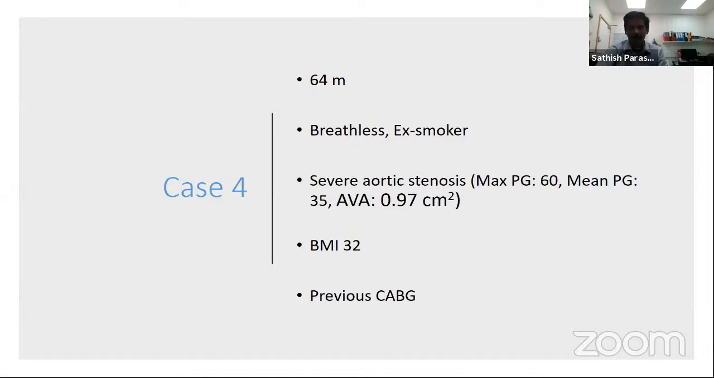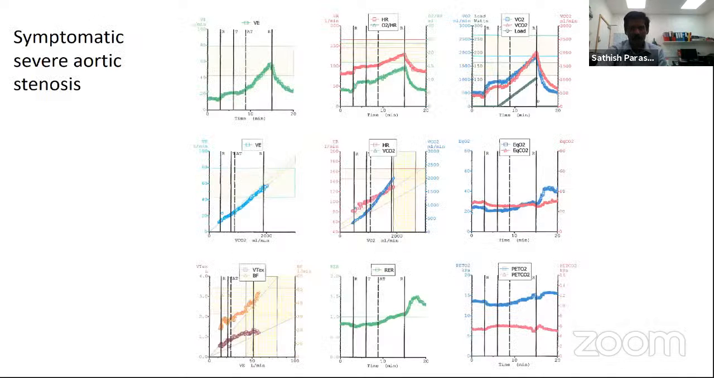Now, this was a 64-year-old man, previous coronary bypass operation, a little bit chubby with a BMI of 32, severe aortic stenosis measured by echocardiogram. Now he's breathless. His breathlessness is not sudden. It's been going on for 2 or 3 years, but he says it gradually worsens. We're not sure whether this is all the valve or not. So he does a test.